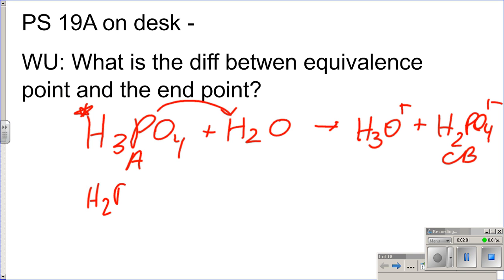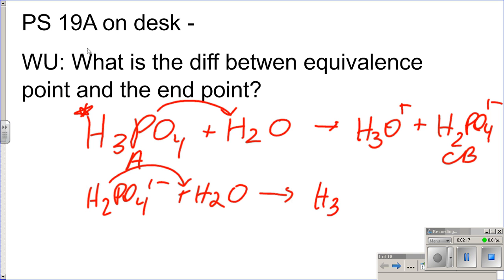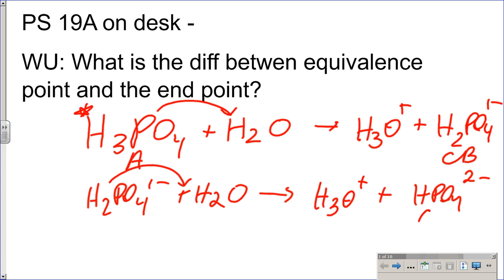So the H2PO4 1 minus is going to do exactly the same thing as this one did. It's going to react with water, and it's going to donate an H plus over here. So then again we'll make what? Hydronium. And now take away one H and one plus from that. It's not going to be H2PO4 1 minus, it's going to be HPO4 2 minus, right? Because as you lose another plus sign, you're running more into the negatives. And then last one, so this is our second conjugate base. This is conjugate base number 1, this is conjugate base number 2.